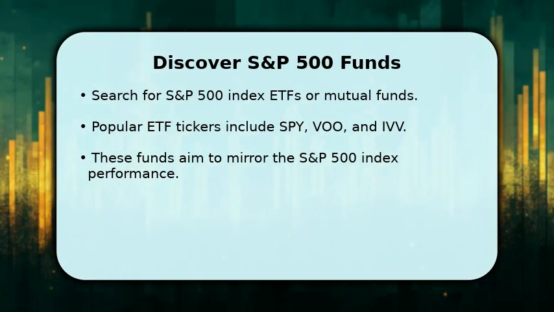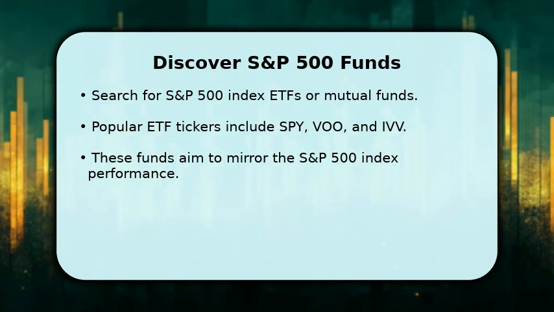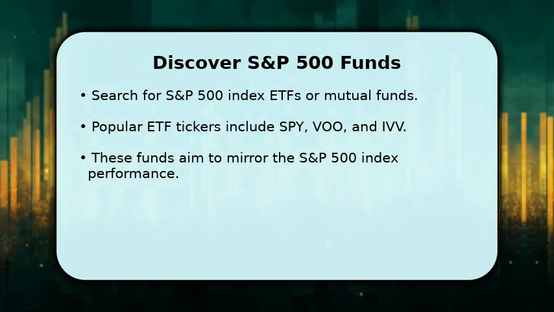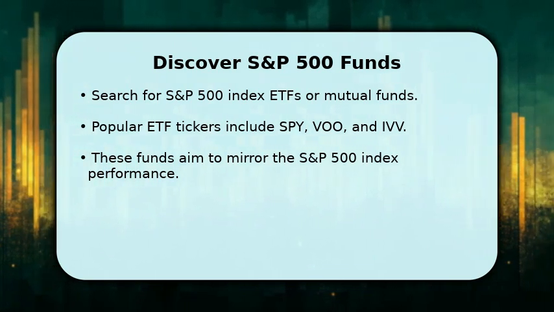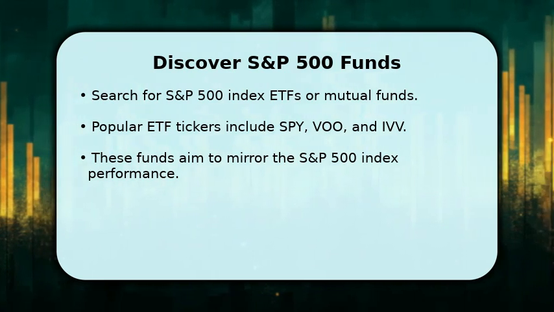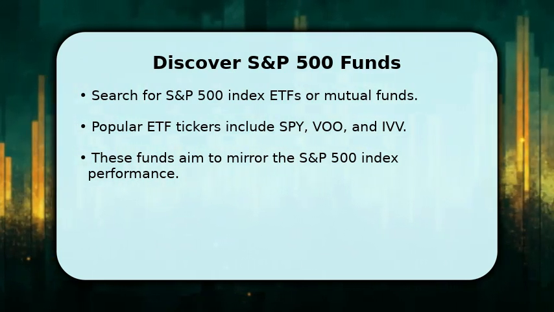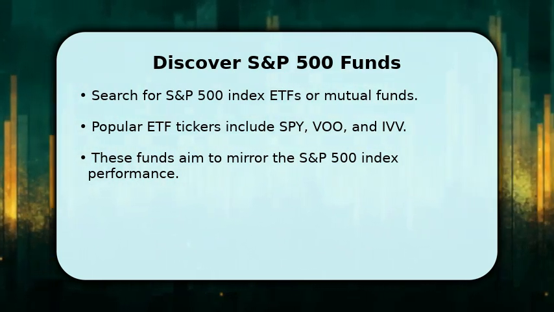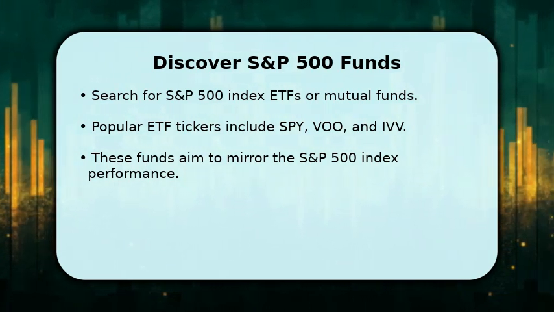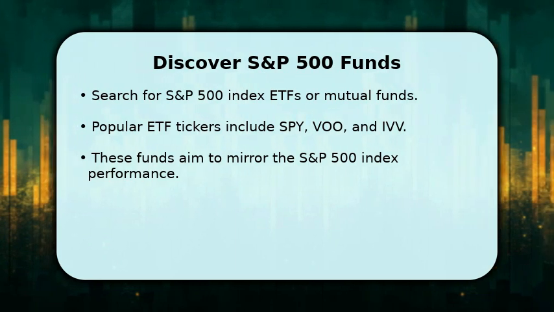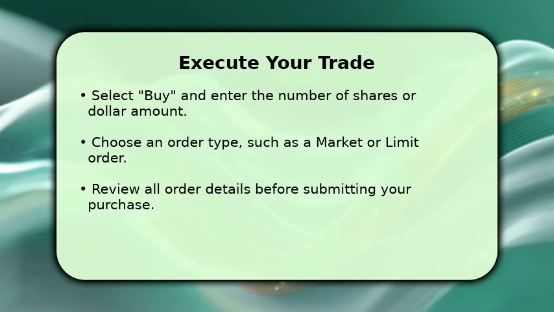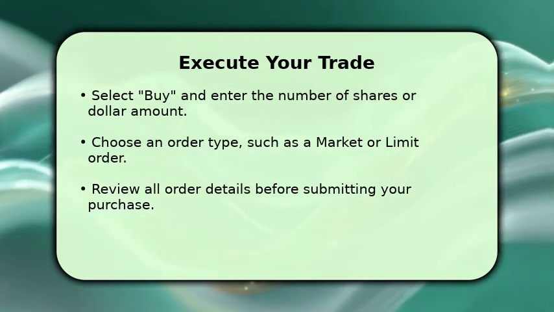You cannot directly buy the S&P 500 index itself. Instead, you invest in exchange-traded funds, or ETFs, or mutual funds that track its performance. On EØTrade, use the search bar to find these funds. Common ETF tickers like SPY, VOO, or IVV are excellent options, designed to replicate the index's returns, giving you broad market exposure. Once you've chosen your S&P 500 fund, navigate to the trade ticket.